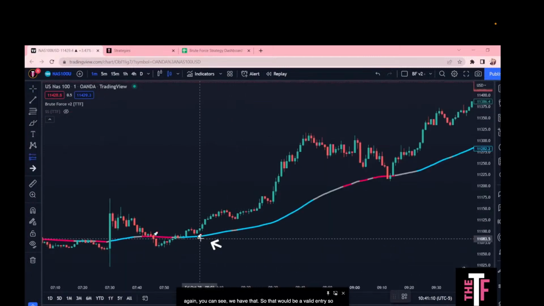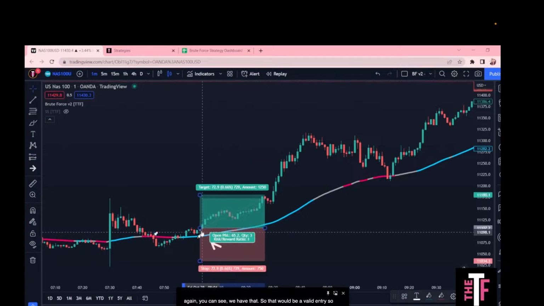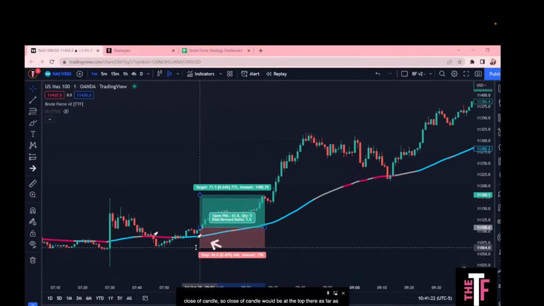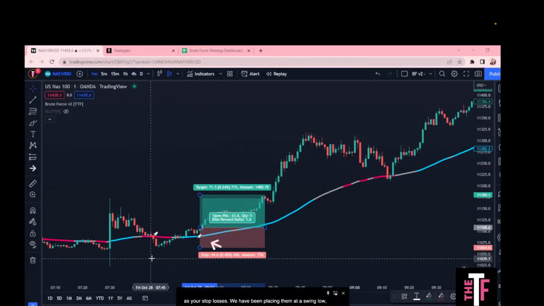So here's our rocket ship I just pointed to. This is our entry candle. You would enter in at close of candle, so close of candle would be at the top there. As far as your stop losses, we have been placing them at a swing low, swing high, or a level to the left. So you guys need to be able to identify this.